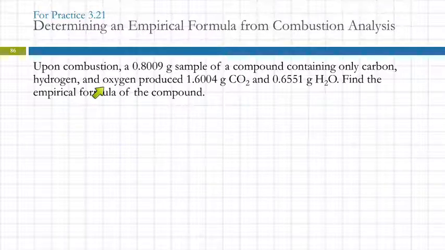There is also oxygen in the compound, so we can't just use these numbers. We have to find amount of carbon, amount of hydrogen, and the amount of oxygen. So we're going to do the carbon and the hydrogen first. So same process as in the previous example. So here's a mass of CO2. We're going to convert that to moles.